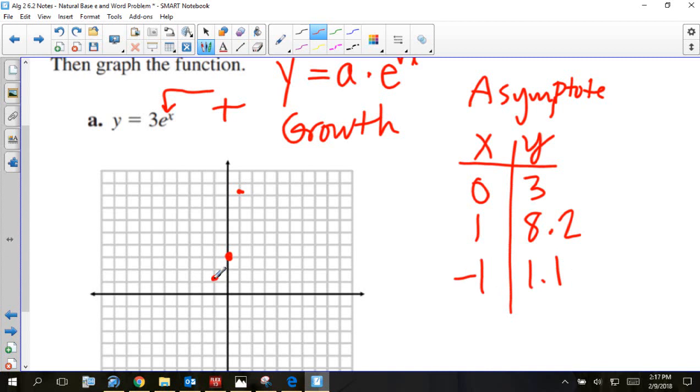Okay, and as you guys are graphing, you should be able to determine an asymptote. Timothy, where do you think the asymptote is? Look at your graph.